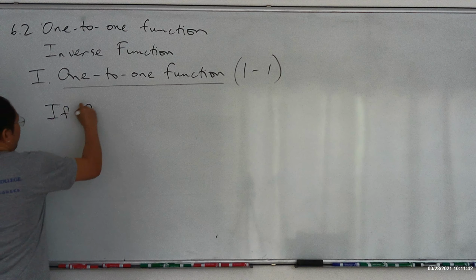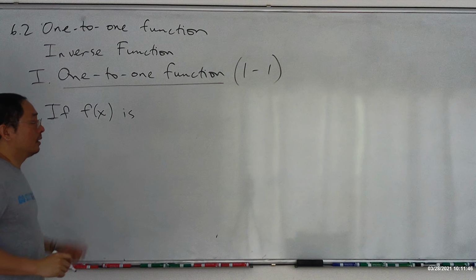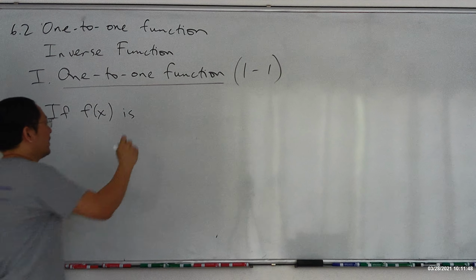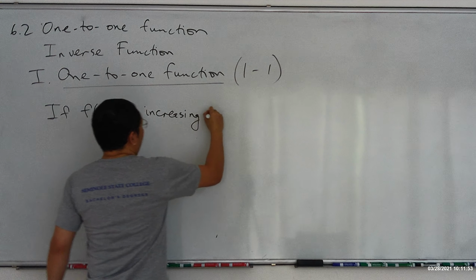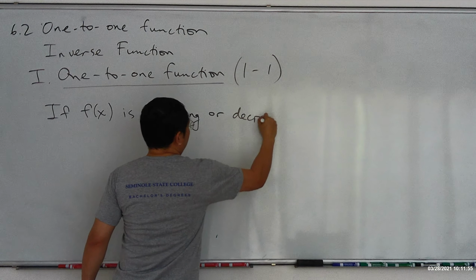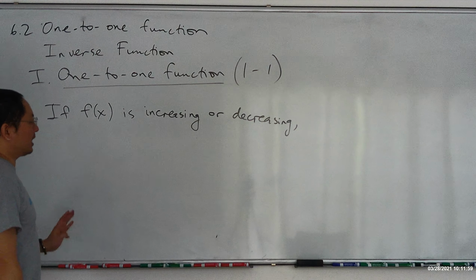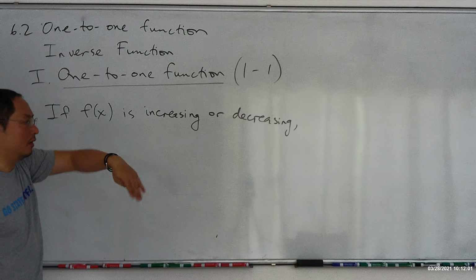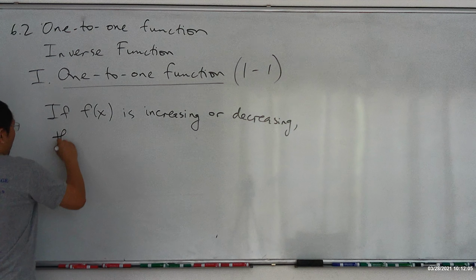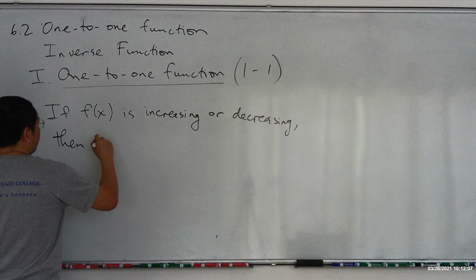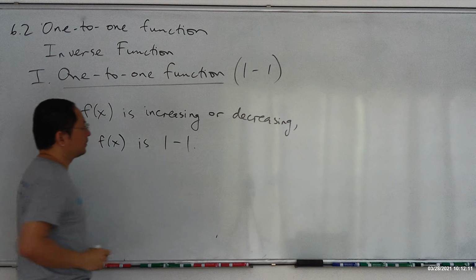If f of x is monotonic, means what? Increasing or decreasing. It means it's always going up or always going down. It's never go up and then change direction, go down, or the other way around, go down, change direction, go up. Then it's always just up or down. Then f of x is 1 to 1.